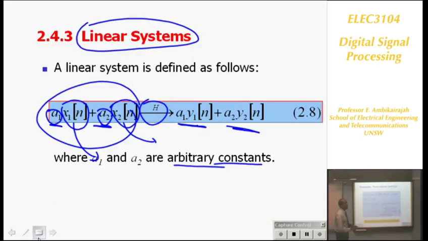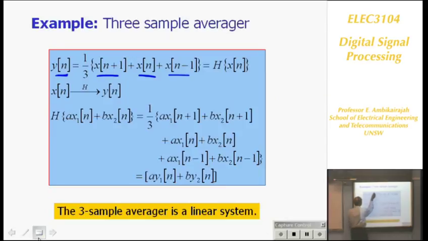Here is an example of a linear system, right? y[n] is equal to 1/3 times (x[n+1] plus x[n] plus x[n-1]). We can write this as H{x[n]}. x[n] is the input, H is the system. That's the system; you can write it that way. Or you say x[n] going through H gives y[n].